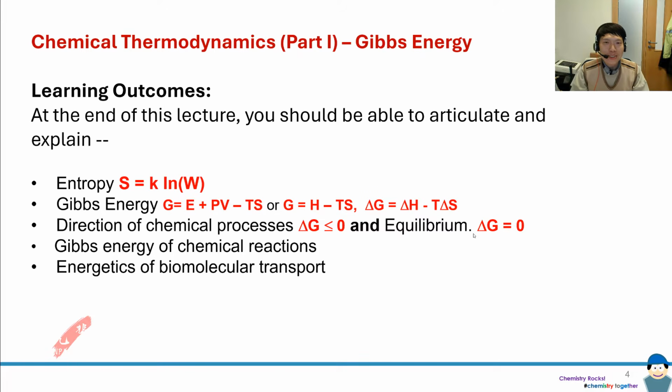So I will split it up. The first part is called the Gibbs energy, or you might have heard of it as Gibbs free energy. At the end of today's short lecture, you will be able to articulately explain these few points: entropy, which we know as S, the equation that gives Gibbs energy, what these terms are, and how they influence and give suggestions on the direction of chemical processes. Is it going forward or going backward? And what does equilibrium mean? Then we apply this in biological life: energetics of transport, protein structure, and membranes.